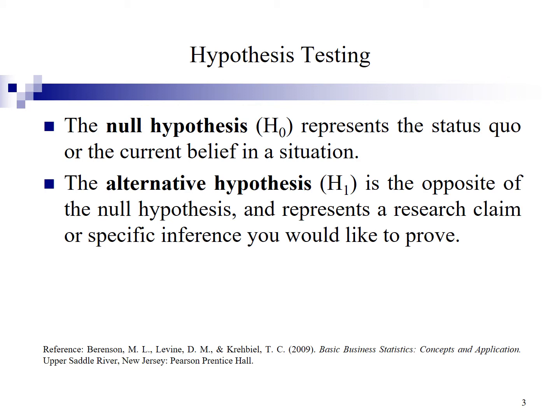The null hypothesis represents the status quo or the current belief in a situation. The null hypothesis is identified with the symbol H0. The alternative hypothesis, H1, is the opposite of the null hypothesis and represents a research claim or specific inference you would like to prove.